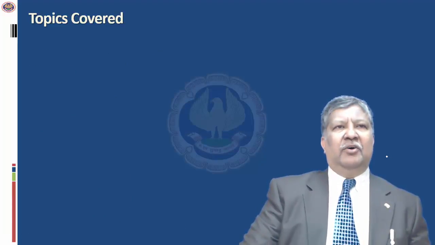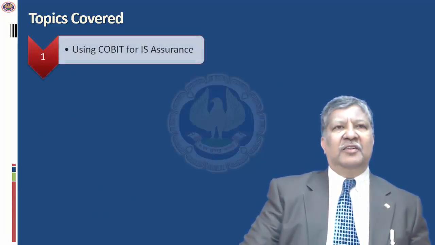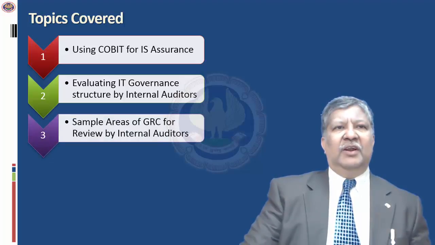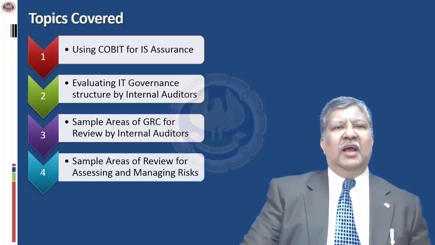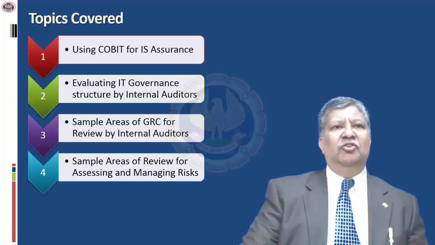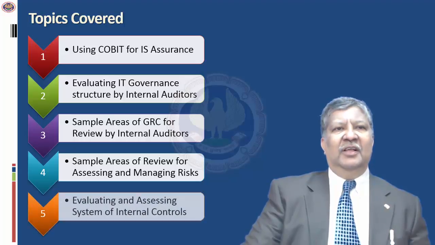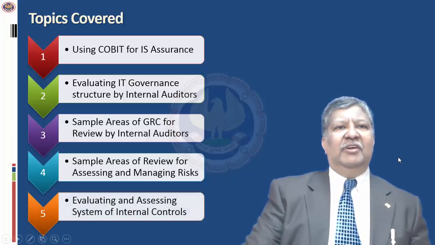Let's have a quick recap of the topics we're going to cover in this presentation. We'll look at how COBIT could be used for IS assurance. How do you evaluate IT governance structure, especially from an internal audit perspective. We'll look at a sample GRC assignment and the scope and the areas of review from the internal audit perspective. We'll look at how you assess and manage the risks, which means if you have to do an audit of risk management, how do you identify the scope and the areas for review. And we'll also look at how you evaluate internal controls.